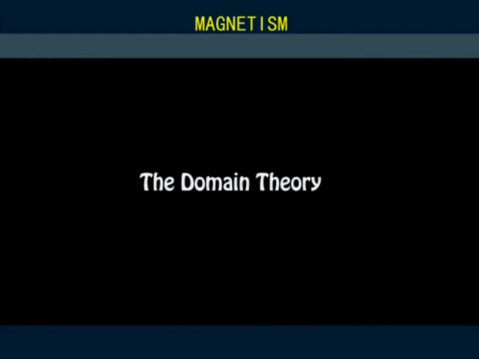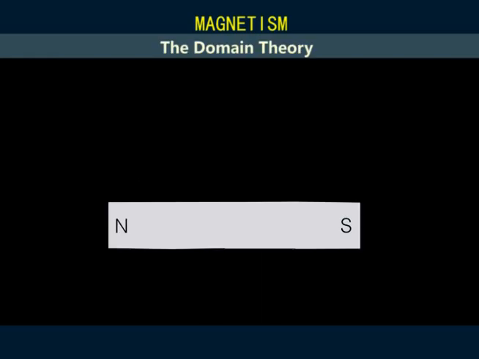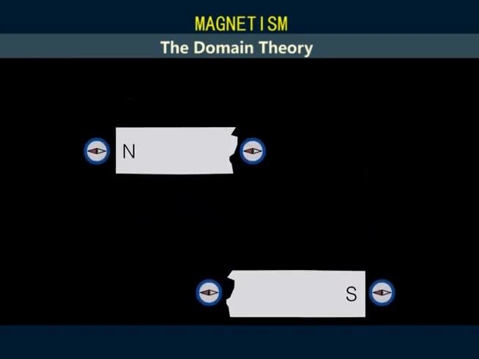Next is the domain theory. Now, consider a bar magnet with its two opposite poles. When we place compasses at the ends, we can tell the polarity, south and north. When we break it into two and we place our compasses back, it tells us that we have basically created two magnets with two opposite poles.